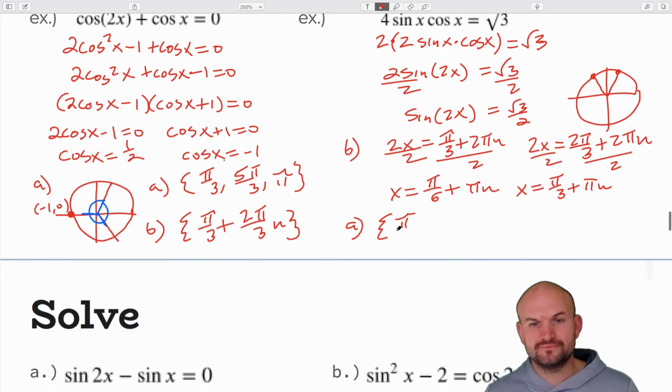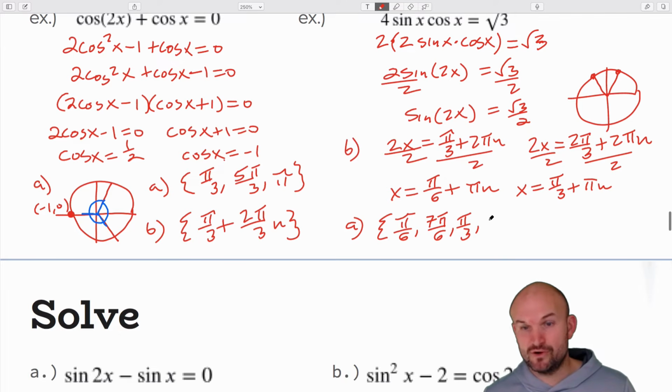So we have pi over 6. And if we add pi to it, that'd be 7 pi over 6, which falls between 0 and 2 pi. But if we add pi again, that would be 13 pi over 6, which is too large. So then we move to the next angle, which is pi over 3. That works. And if we add pi to it, that's 4 pi over 3, which works. But we can't go any farther. So therefore, we'll end it there.